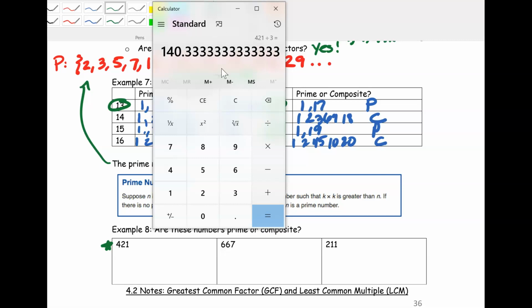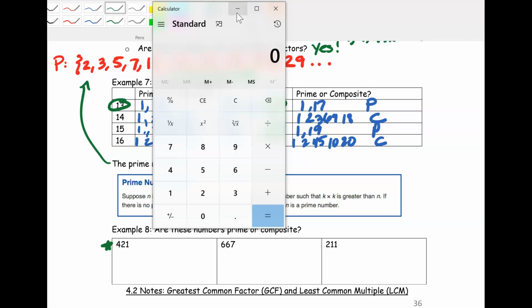You could check 4 and 5 and 6, and basically you keep checking to see if there are more than 2 factors. The problem with this is you could be here for a really long time. I mean, the number is 421. So you're not going to stop until you get to 421. It could take you a while.